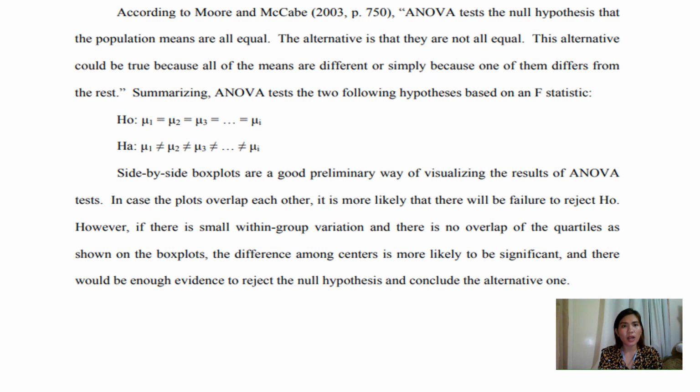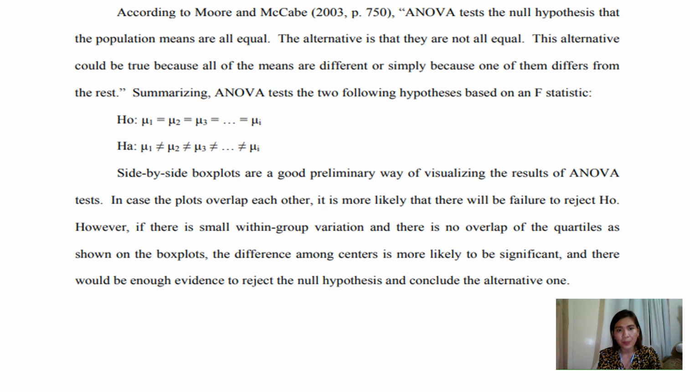According to Moore and McCabe, ANOVA tests the null hypothesis that the population means are all equal. The alternative is that they are not all equal. This alternative could be true because all of the means are different, or simply because one of them differs from the rest. Summarizing, ANOVA tests the two following hypotheses based on an F statistic.